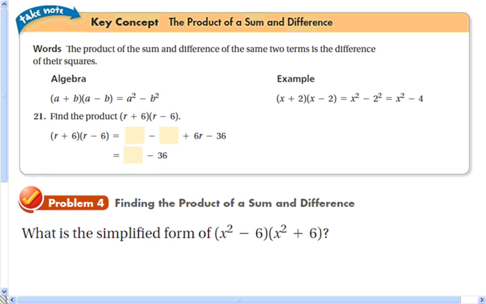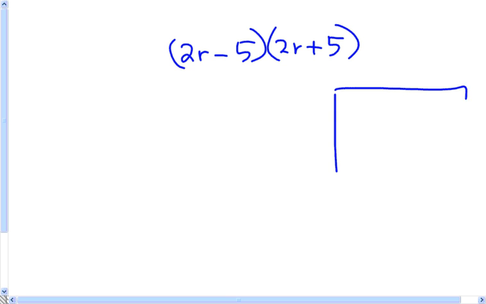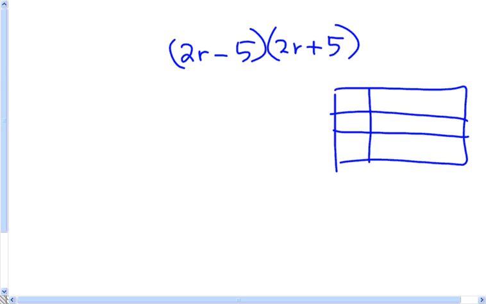All right, another thing we have is a product of a sum and a difference. Something interesting happens here, and let me give you just a quick example of that. What if we had something like this where we had binomial 2r minus 5 and another binomial 2r plus 5? Well, if we set up our table here and we write these in, we have a minus 5 here and a plus 5 here. Look what happens. This is 4r squared. This is negative 25. But 2r times negative 5 is negative 10r, and 5 times 2r is positive 10r.